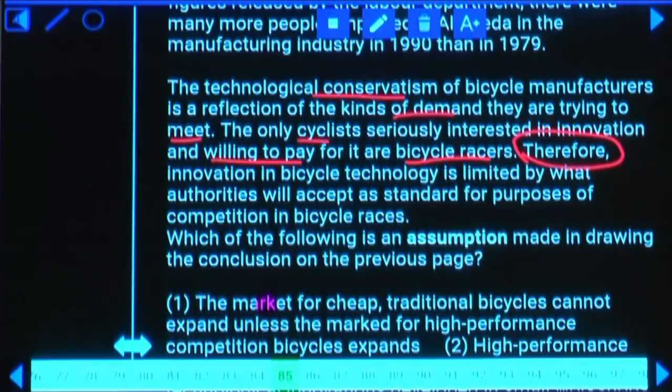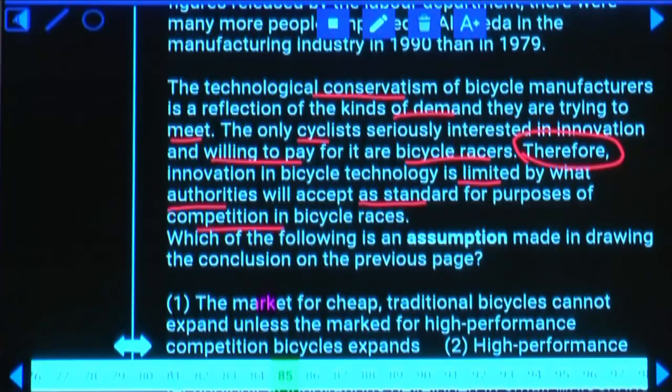Done? Hence, therefore, innovation in bicycle technology is limited by what authorities will accept as standard for purposes of competition in bicycle races. Clear now? Now, yes, what is the statement here? Once again, the statement: the technological conservatism of bicycle manufacturers is a reflection.